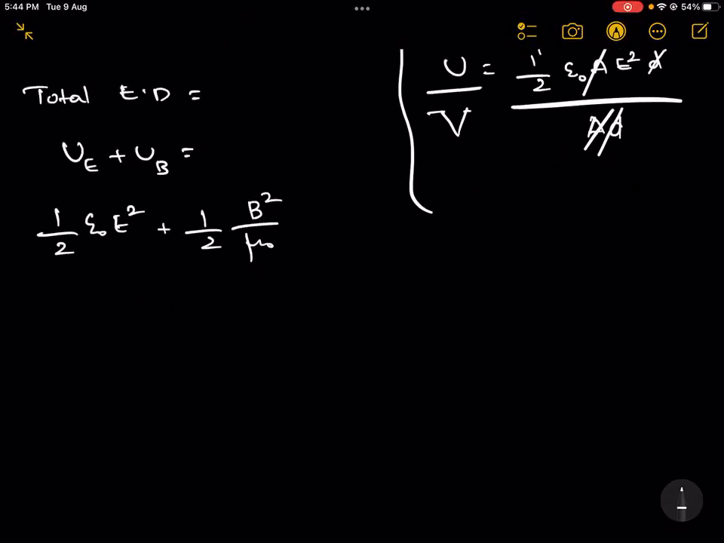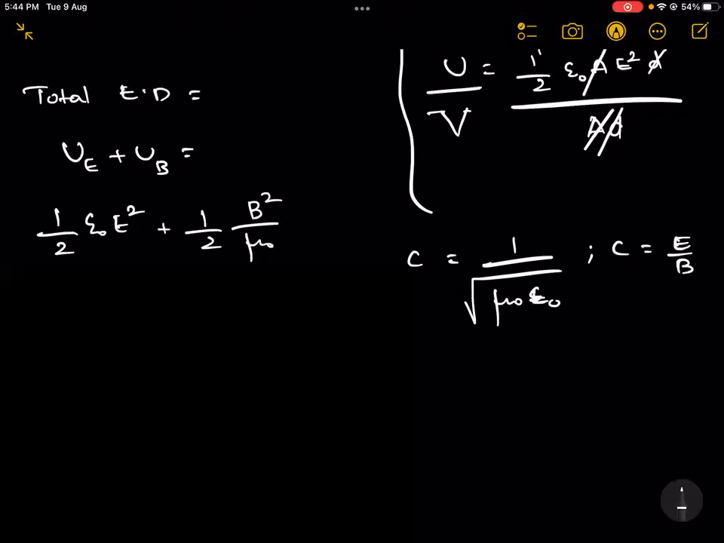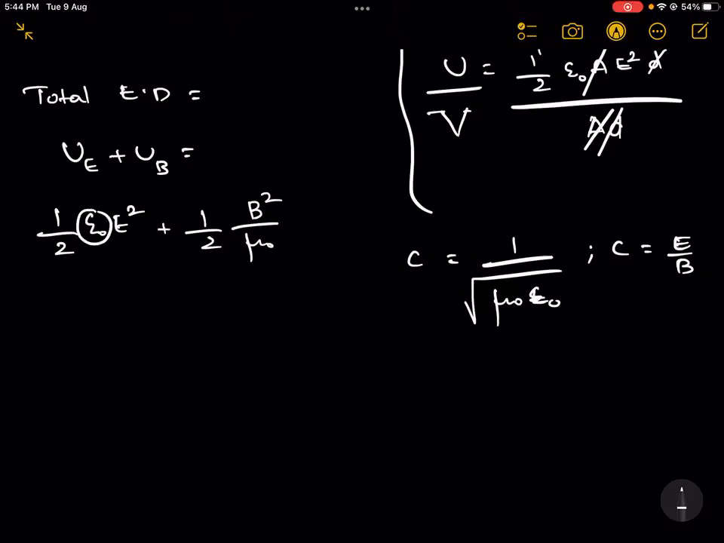What is the relation between electric field and magnetic field? What is the relation between mu naught and epsilon naught? C is equal to 1 divided by root of mu naught into epsilon naught. This we saw yesterday. Similarly, C is equal to E divided by B. Right? So what I will do is, I'll convert epsilon naught in terms of mu naught and I'll convert electric field in terms of magnetic field.